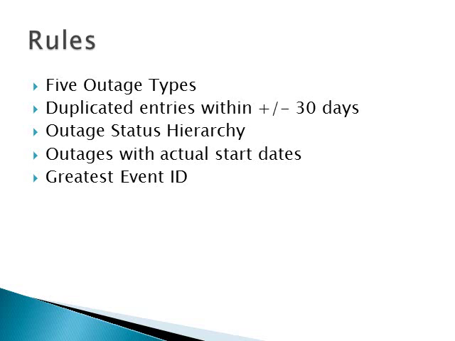If we find more than one of the primary outage types for a serial number within plus or minus 30 days, we want to keep the ones with an outage status according to a hierarchy provided. If there is still more than one outage with those matching criteria, we want to select the first one with an actual start date. If there is no actual start date, then we will use the one with the greatest event ID.